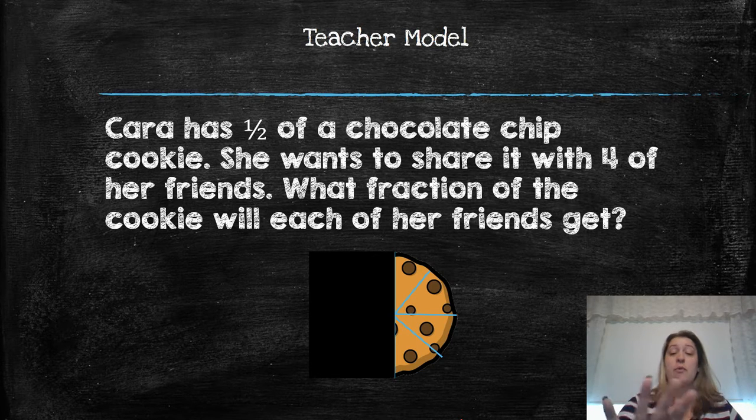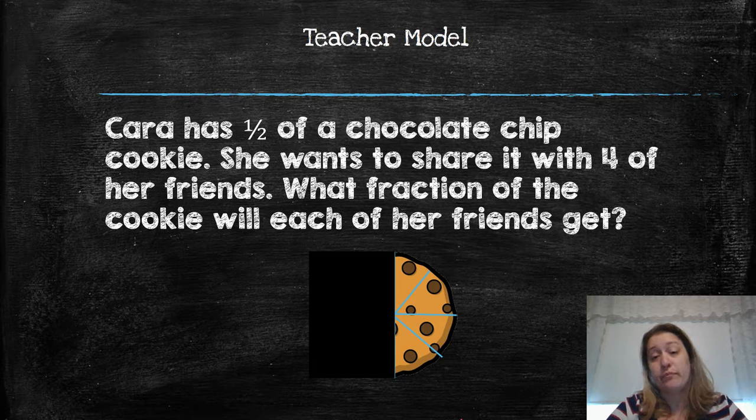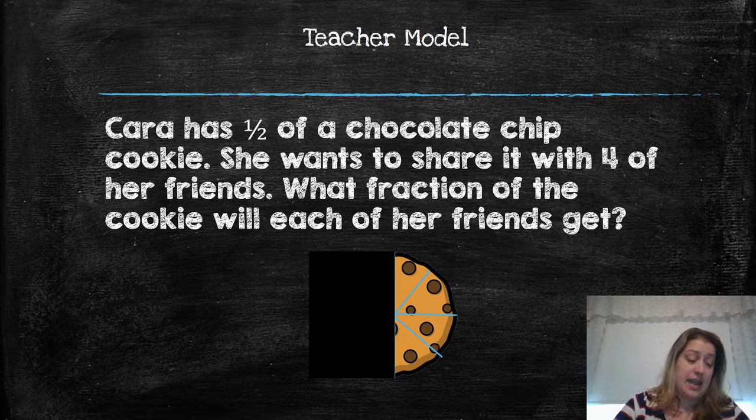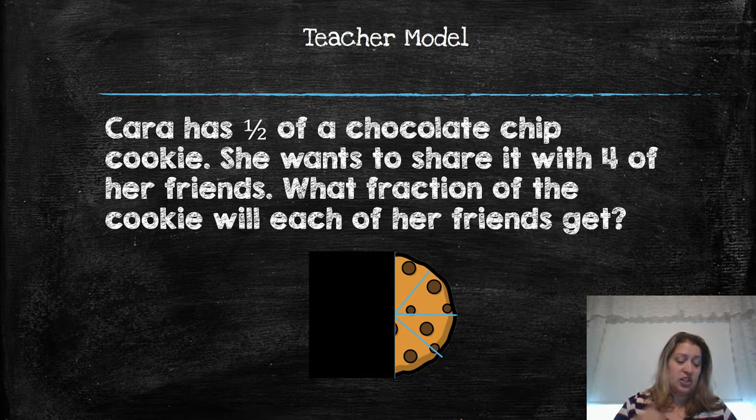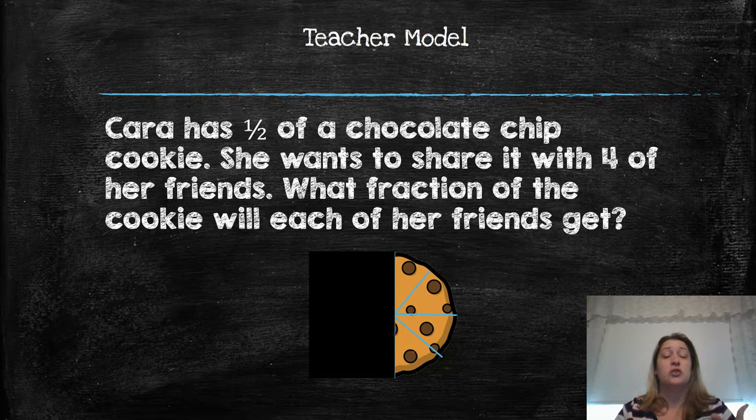Well, we start again with our half of a cookie. I can divide that. Since she's sharing this half of a cookie with 4 friends, we're going to divide it into 4 separate pieces. So now I've cut my cookie into 4 pieces. 1, 2, 3, 4. So it looks like each person's going to get 1/4 of the cookie, but that's not the truth because we only have half of that cookie.